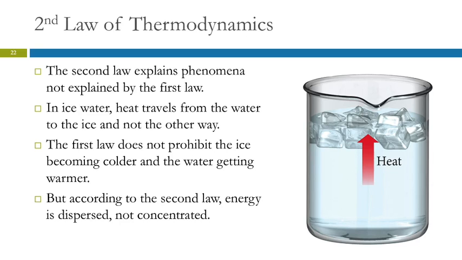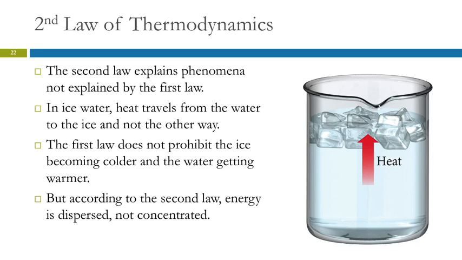So the second law of thermodynamics helps us to explain things that the first law of thermodynamics cannot explain. Here we have a beaker with ice water. The ice is cold and the water is less cold. And we understand that heat is going to move from the water into the ice. The ice will gradually melt. It never happens the other way, that the ice gets colder and the liquid gets warmer. It just doesn't happen. The first law of thermodynamics does not prohibit that from happening. It doesn't say that's not possible.